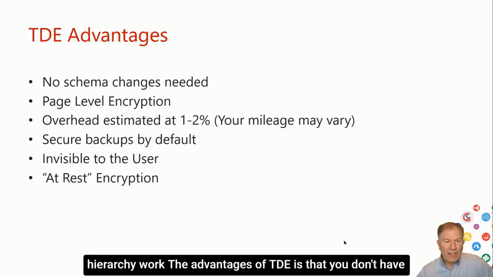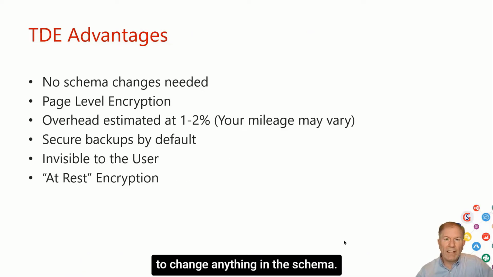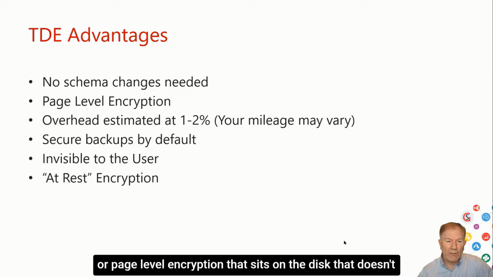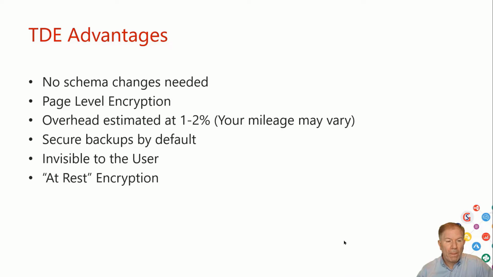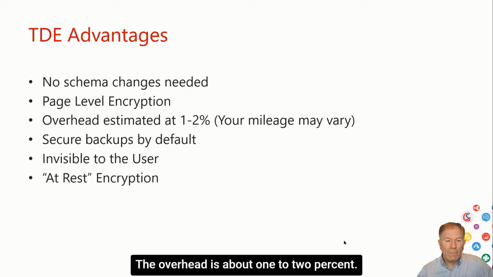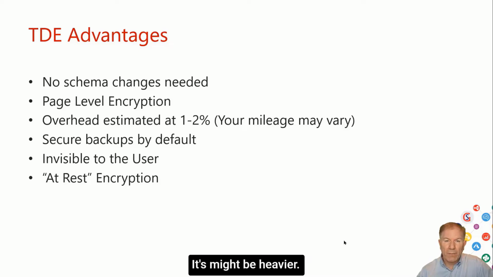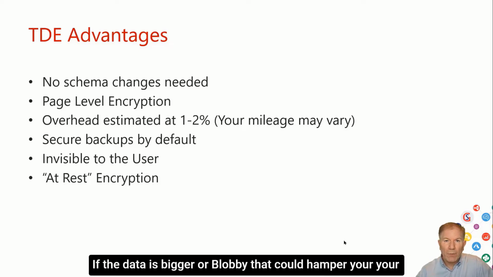The advantages of TDE is that you don't have to change anything in the schema. There's nothing that has to change. It's all about encryption at rest, which is the file or page level encryption that sits on the disk. That doesn't require any schema changes at all. The overhead is about 1% to 2%. And again, your mileage may vary. On some systems, it might be heavier if the data is bigger or blobby. That could hamper your throughput.